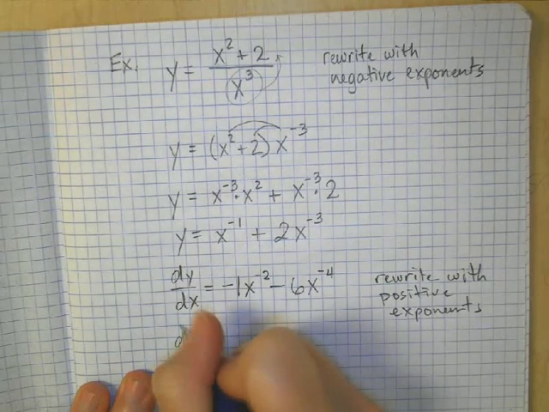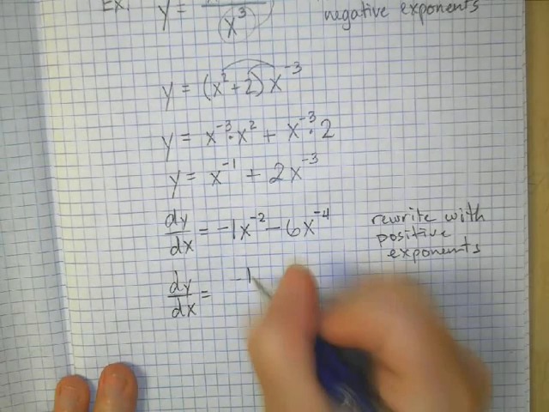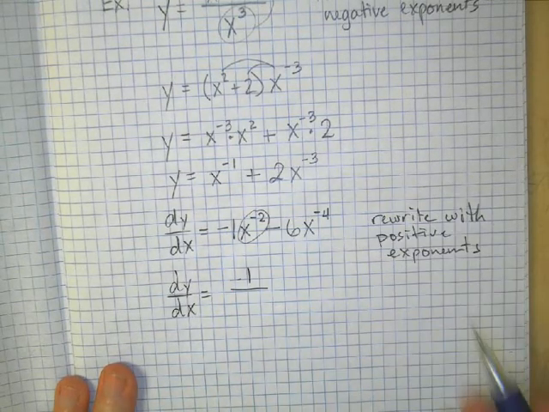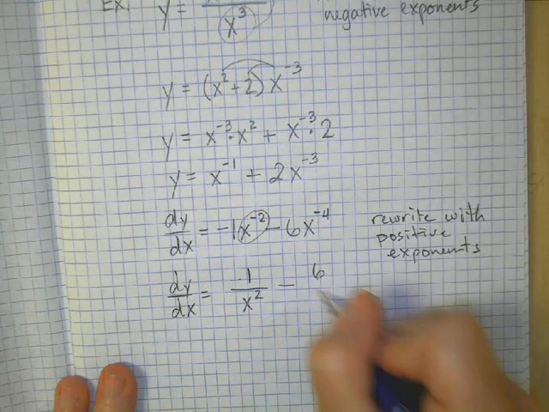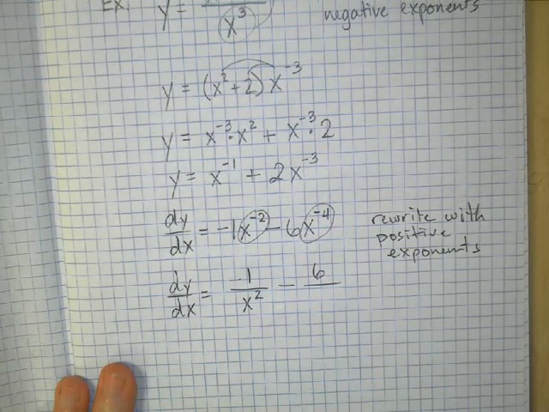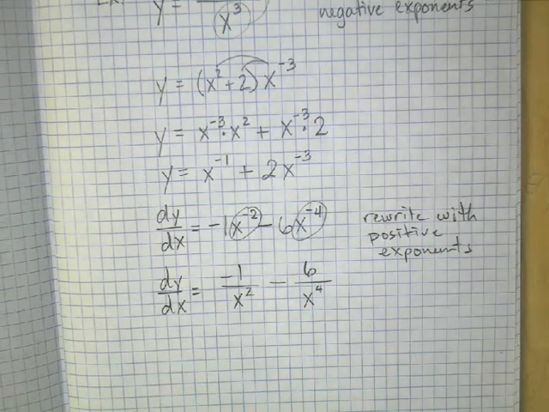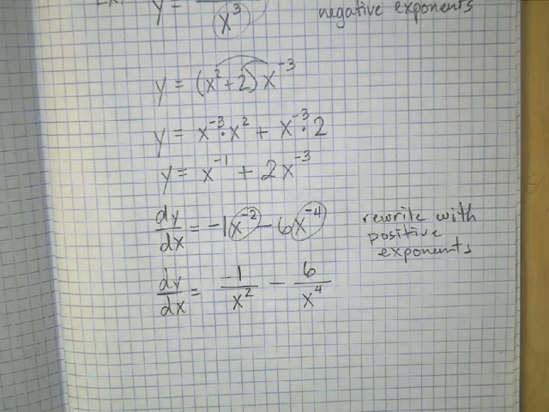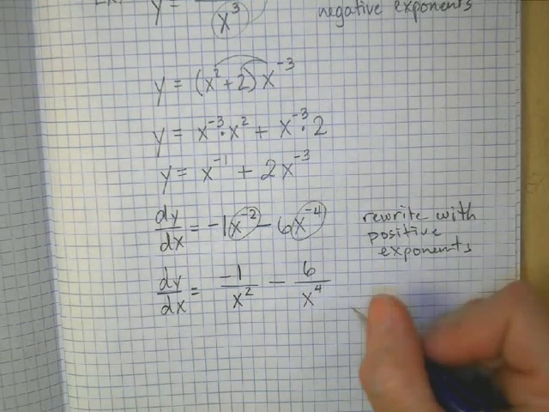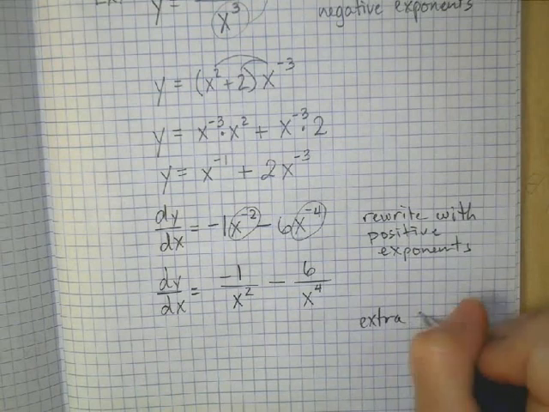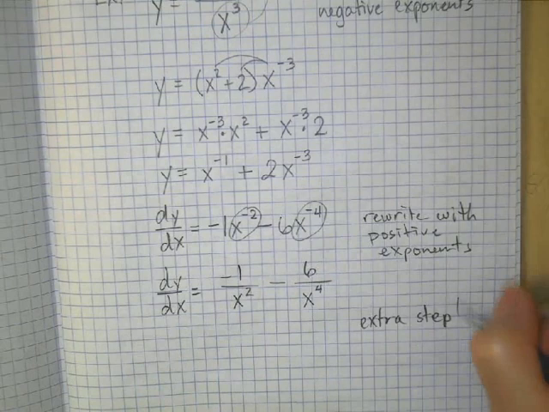So dy dx is equal to the negative 1 stays in the numerator. This is going to move to the denominator and become positive, minus the 6 stays in the numerator, just moving the part with the negative exponent. That becomes x to the 4th. Okay, we could actually take this one step further. We could add our fractions together. In order to add fractions, we need to have a common denominator. So this is kind of like an extra step, in case you're asked to write the answer as a single fraction. Extra step. We're going to add these together.